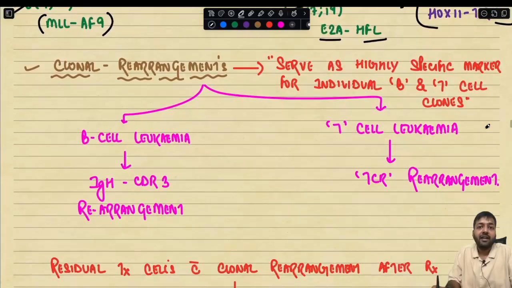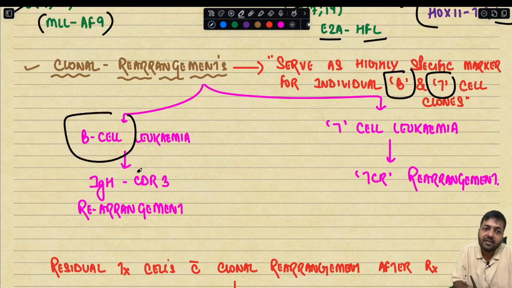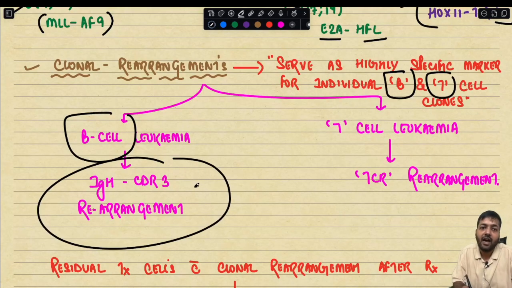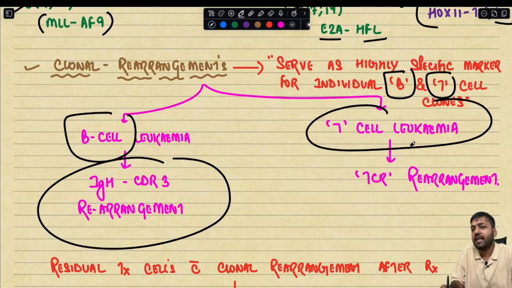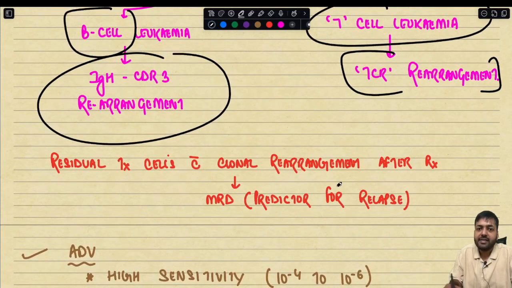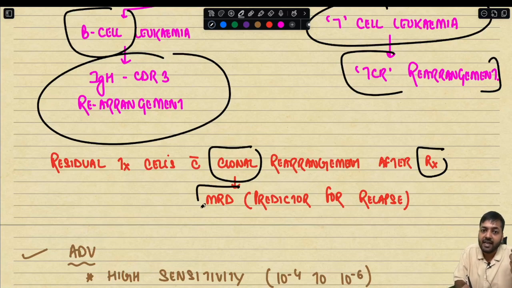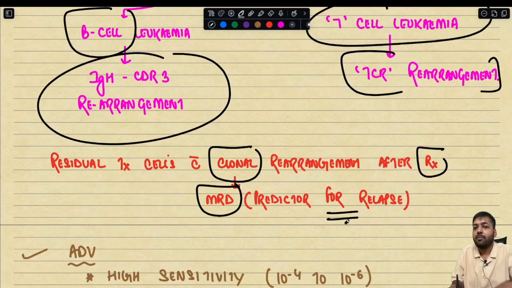Now clonal rearrangements, as I told you, serve as a highly specific marker for individual B cell and T cell clones. So in B cell leukemias, they have a classical IGH CDR3 rearrangement, and in T cell leukemia, they have a classical TCR rearrangement. Now for residual tumor cells with clonal rearrangement after receiving the induction treatment, this clonal rearrangement will be used for detecting the residual leukemia cells, that is the MRD, and that acts as a predictor for relapse.